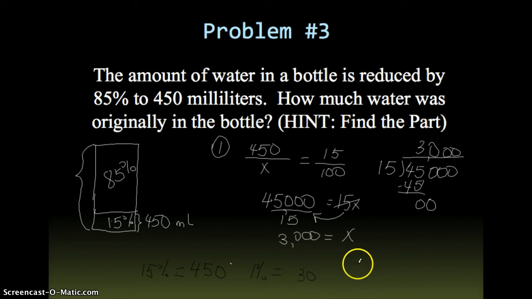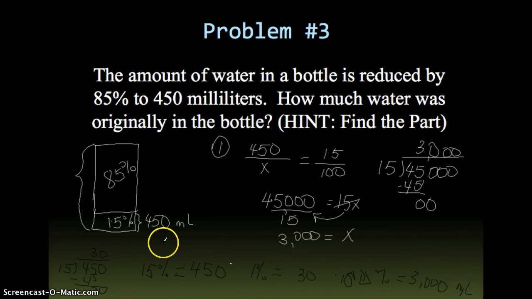And let's just double check that over here. So 450 divided by 15. That goes in 3 times. 45, we get 0, 0, and so it is 30. So if 1% is 30, then 100%, my computer's a little slow, sorry, 100% is then 3,000 milliliters. Okay, and that works out the same way.